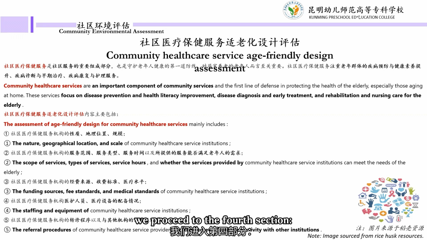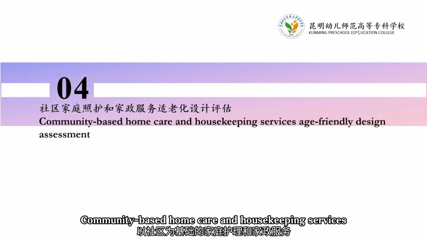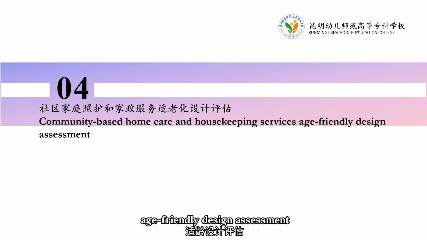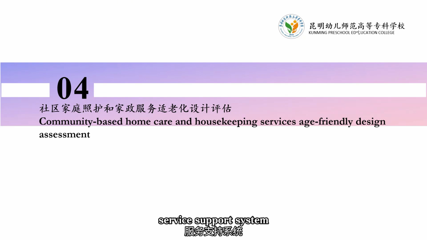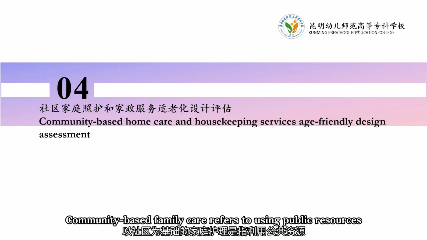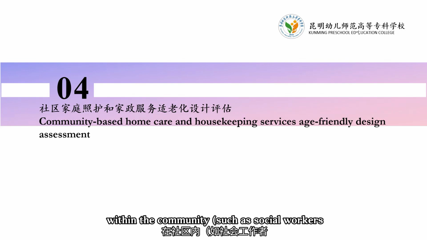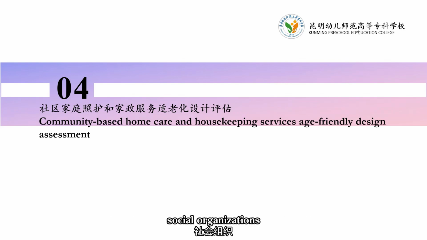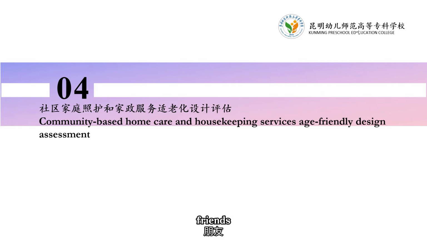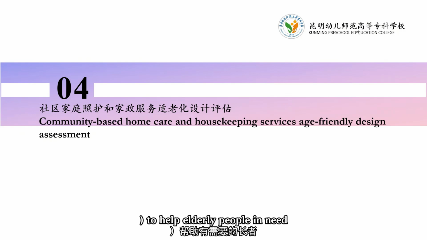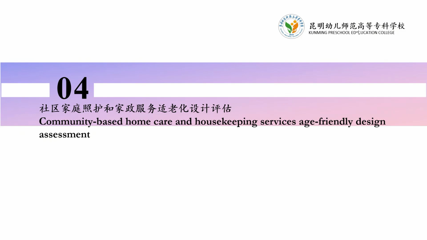Finally, we proceed to the fourth section, Community-Based Home Care and Housekeeping Services, Age-Friendly Design Assessment. This section focuses on the community's soft service support system. Community-based family care refers to using public resources within the community, such as social workers, social organizations, social welfare centers, etc., and other resources such as neighbors, friends, family members, etc., to help elderly people in need.